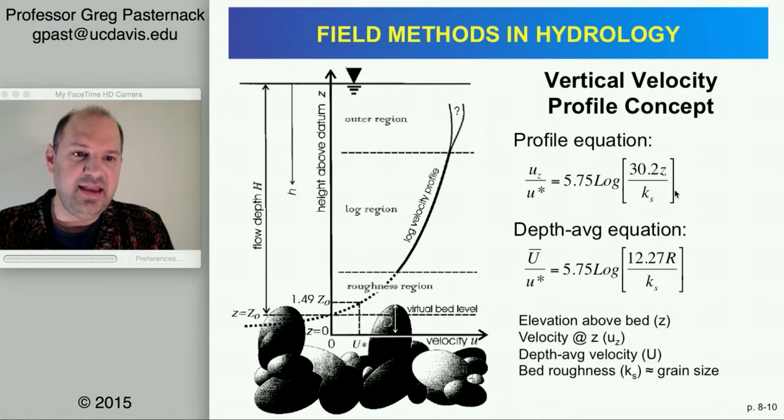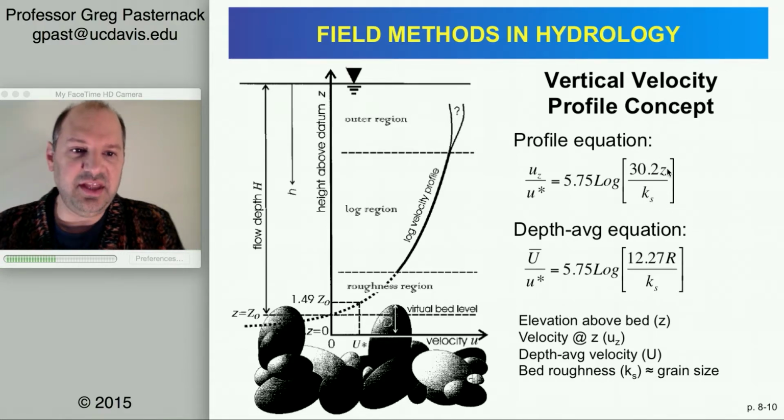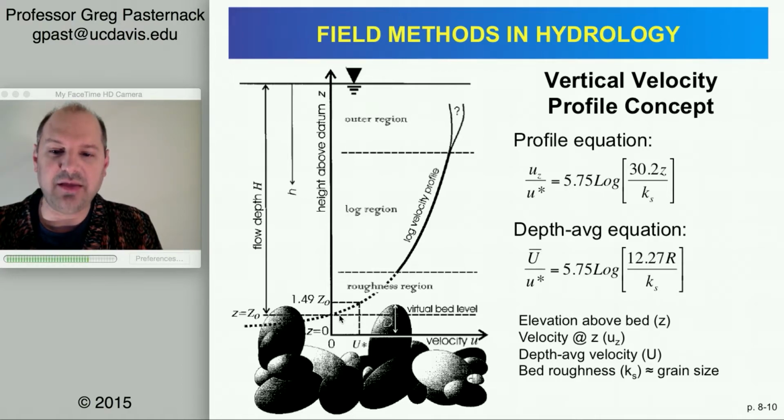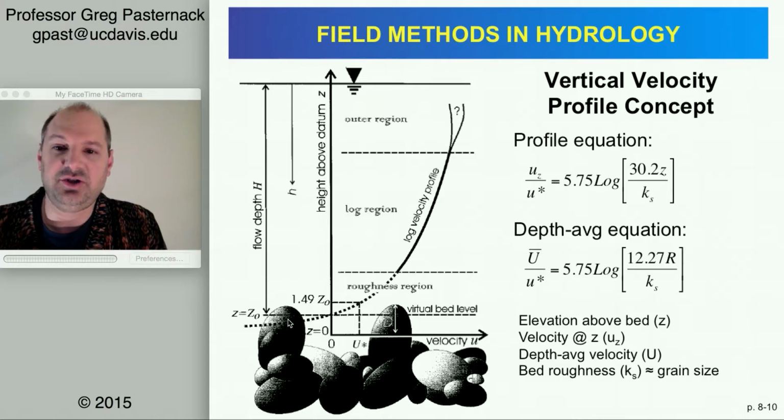If you look at the interior of the log function, you'll see that it has a ratio of z over ks. What we're doing here is taking the elevation above the bed and scaling it relative to the particle size or roughness of the bed. So this is saying the velocity is a function of how high we are above the bed relative to that roughness. Are we twice as far up from the bed as it is rough? Are we 10 times? So basically like that. The fact that there's a constant in here isn't important for what we need to do in this class. So we have this ratio.